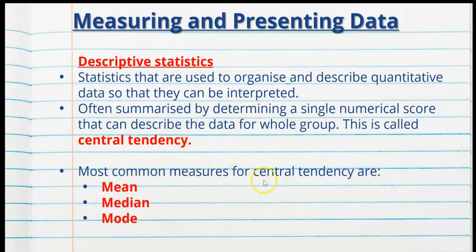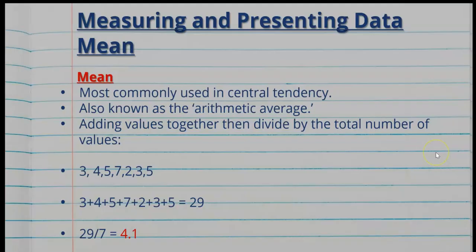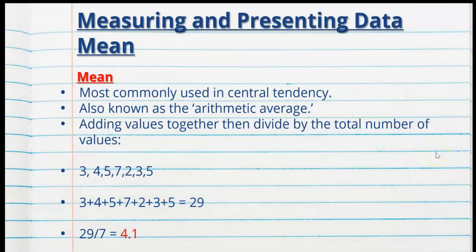The most common measures that we use are the mean, the median, and the mode. I'm going to talk you through each of those, and then later on we're going to talk about range, dispersion and standard deviation. So let's start with the mean. This is the most commonly used. It's also known as the average or the arithmetic average.